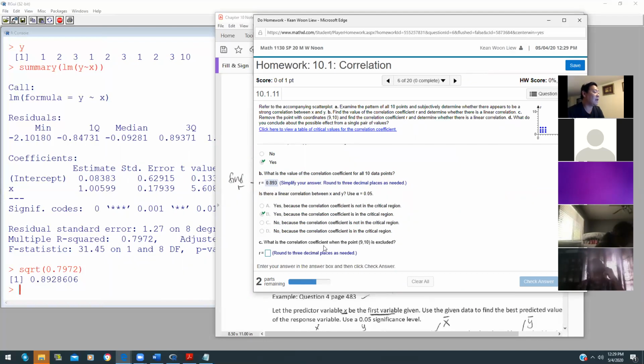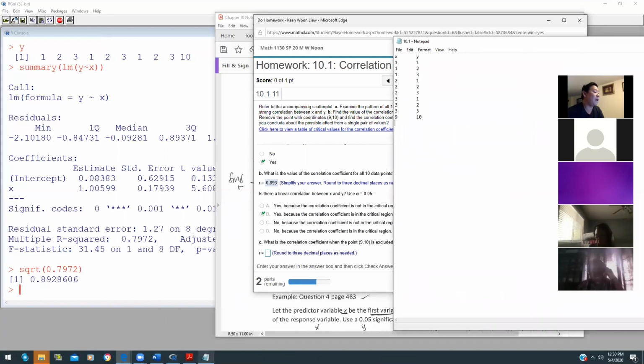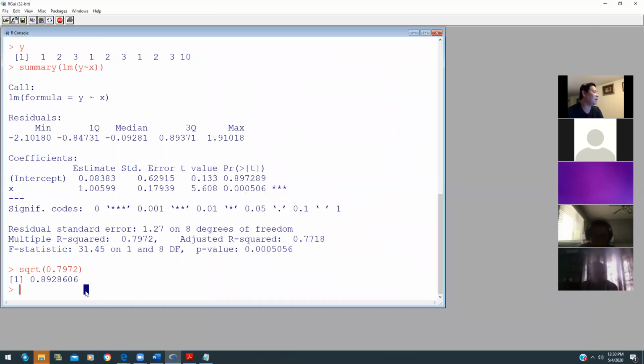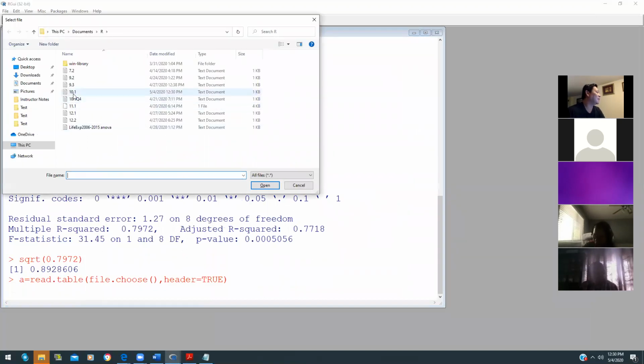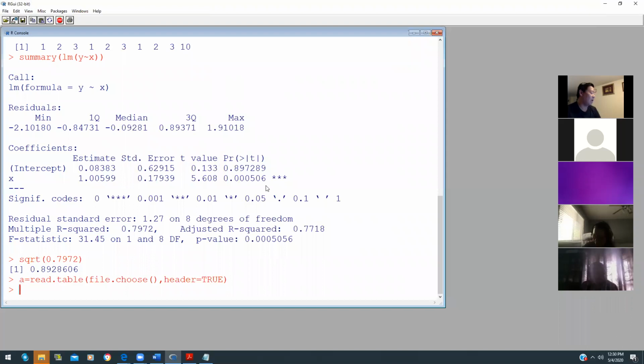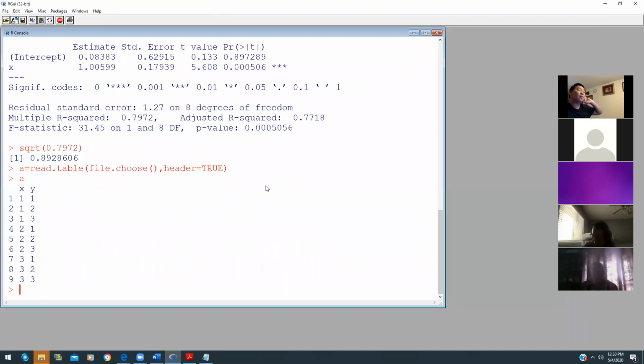Now the question wants us to get rid of 9, 10. So what you do is you go back to your notepad. You got your 9, 10 here. You just delete it off, and then you save it again. Okay, so go to your notepad, do 9, 10, and then you do the same thing. You do the read table, and you pick up the same one that you have. The difference is now the 9, 10 is no longer there.